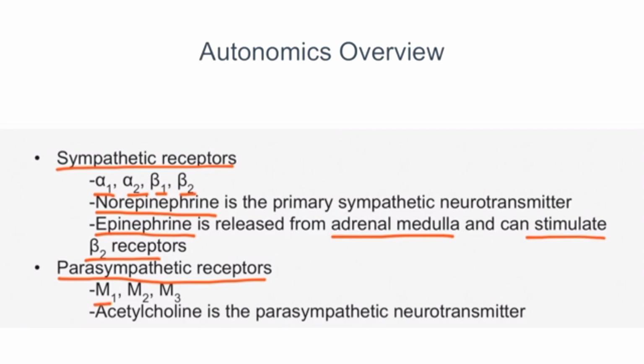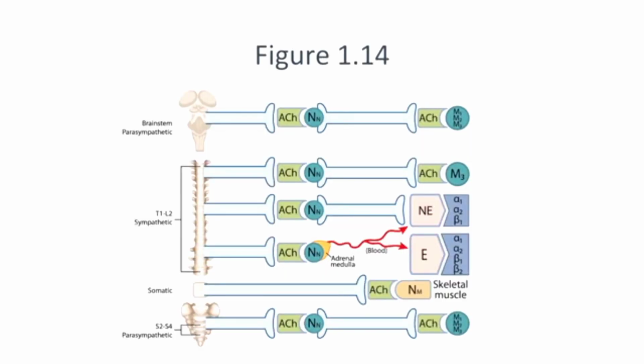Parasympathetic receptors include M1, M2, and M3. And understand that M stands for muscarinic. And the neurotransmitter used for the parasympathetic nervous system is acetylcholine. Now let's look at figure 1.14 and see that we have three general receptors in this figure. So let's first focus on the parasympathetic pathway. You can see these in both the top and bottom part of the figure, which are the sources of the parasympathetic neurons. You can also see that we have the sympathetic pathway as well as the somatic pathway.